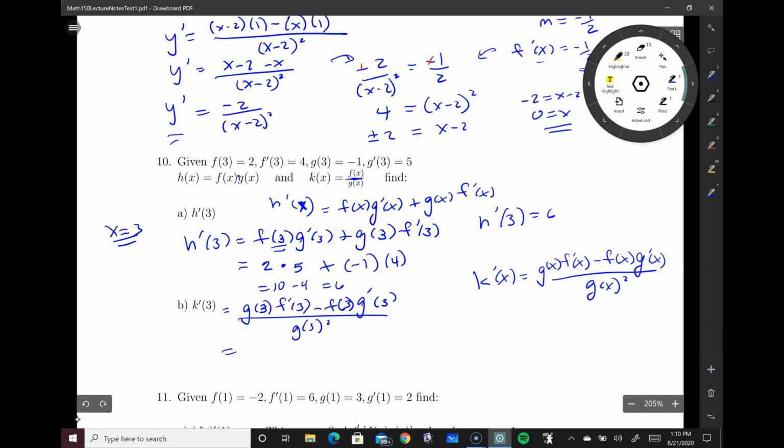Okay. G of 3 is negative 1, f prime of 3 is 4, f of 3 is 2, g prime of 3 is 5. G of 3 in the denominator is negative 1, but I'm squaring it. So I get a negative 4 minus a 10, so that gives me a negative 14.